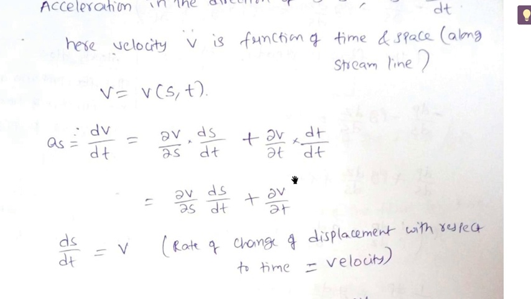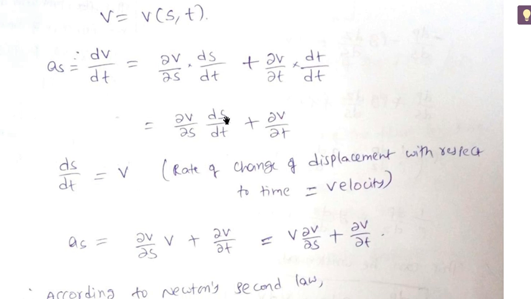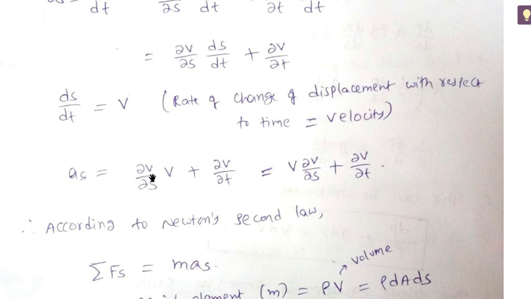Since this is same, we will get ∂v/∂s into ds/dt. Again, ds/dt is the rate of change of displacement with respect to time. This is known as velocity, so we can replace this one as v. So finally we get acceleration equals v times ∂v/∂s plus ∂v/∂t.